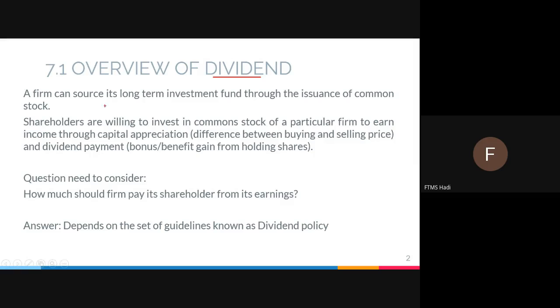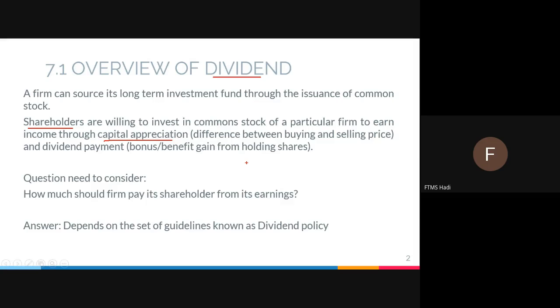A firm can source its long-term investment funds through the issuance of common stock. This is normal practice from chapter 2, whereby the company will sell shares to investors. Shareholders are willing to invest in the common stock of a particular firm to earn income through capital appreciation and dividend payments. When an investor purchases stocks from the company, they enjoy the return on investment based on two things. First, capital appreciation, which is the difference between buying and selling price.